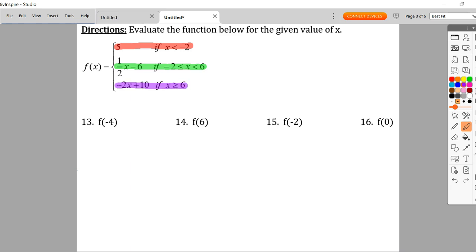So let's look at the first value of x given. 13 wants us to find f of negative 4. Well, negative 4 is going to be less than negative 2, so I'm highlighting it in red. Plug that negative 4 into my first line, but that first line, always and forever, no matter what x value I input, will give me an output of 5. So 5 is my answer.